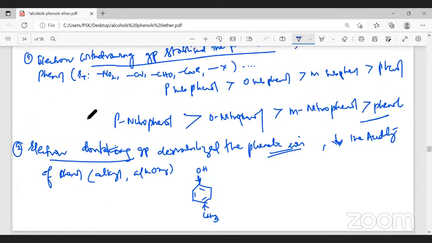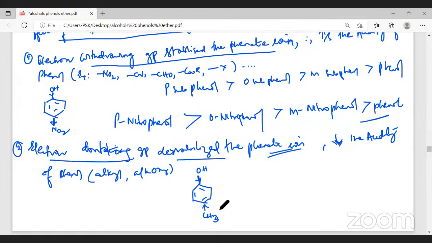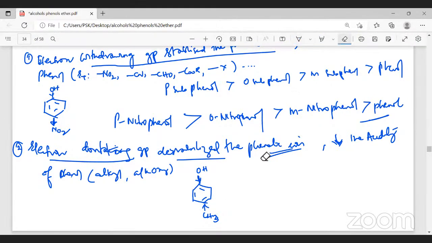But in the case of nitrophenols, just observe this. This is phenol. This OH is an electron donating group. Here, the nitro group is an electron withdrawing group. It is donating and this is accepting. In the earlier case, both are donating, therefore the phenate ion becomes destabilized. Hence, the acidity decreases.